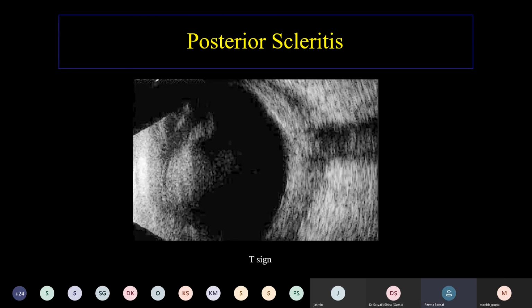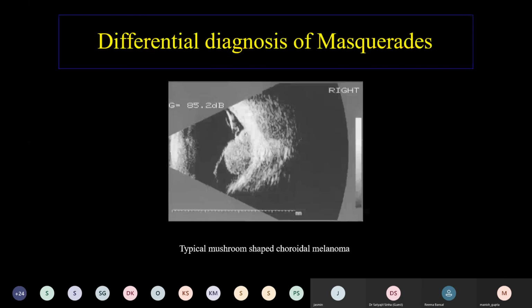So of course, one condition where, even with a completely visible fundus, you need the ultrasound, is in posterior scleritis, where you can demonstrate the T sign and confirm your diagnosis. Or for differential diagnosis of various masquerades like intraocular tumors.